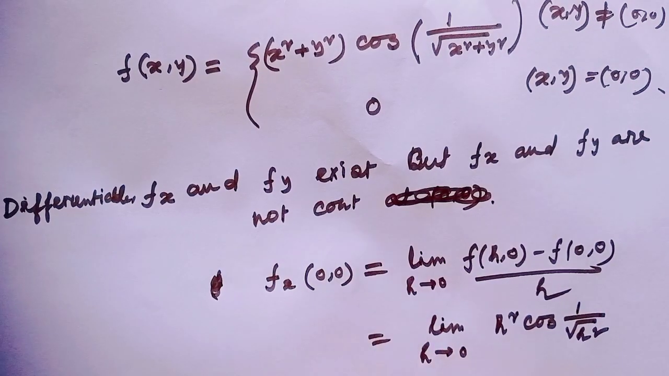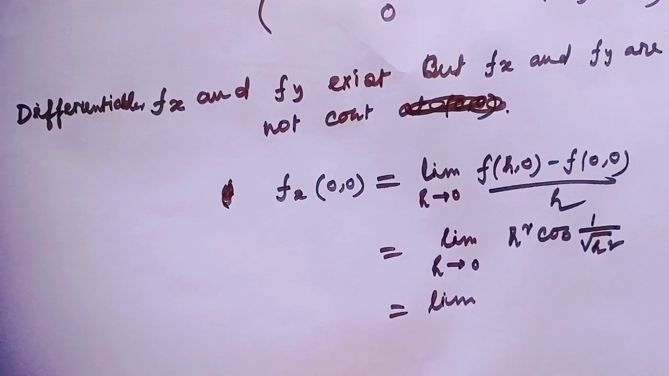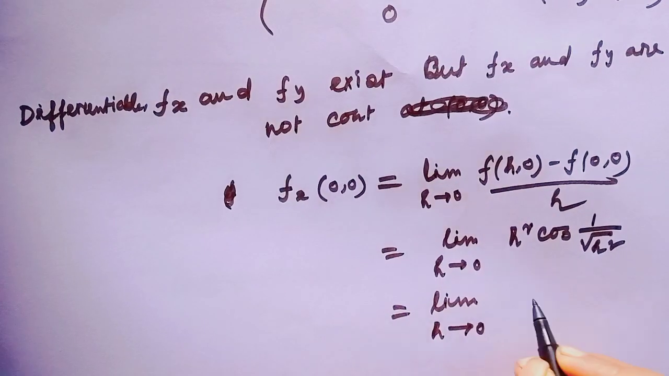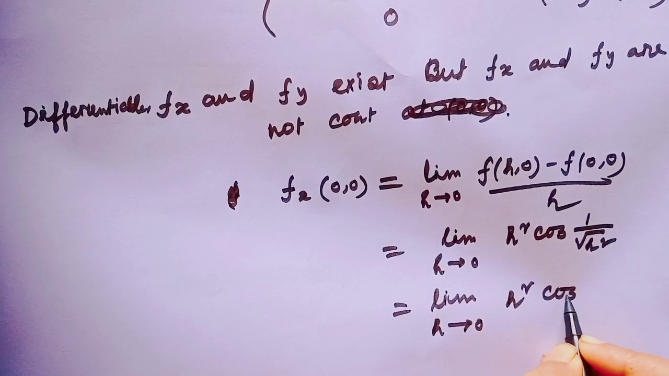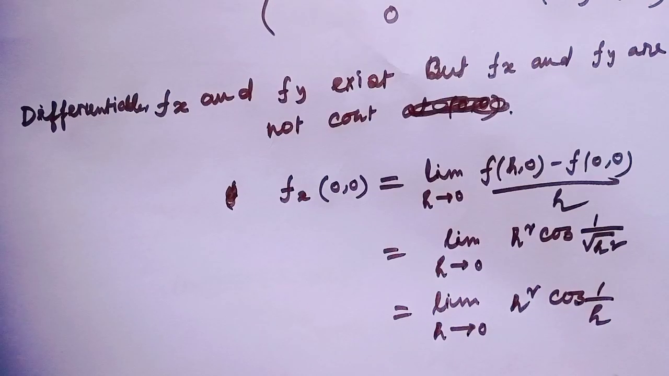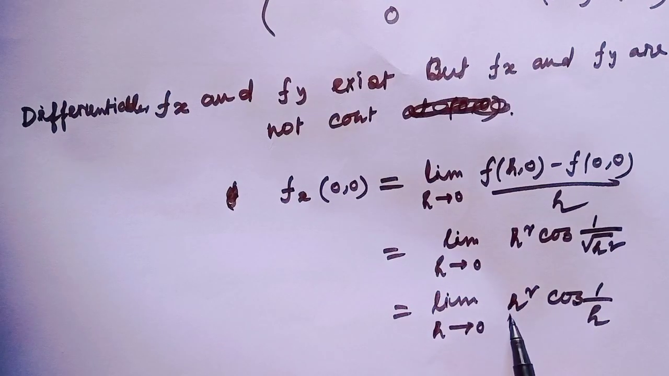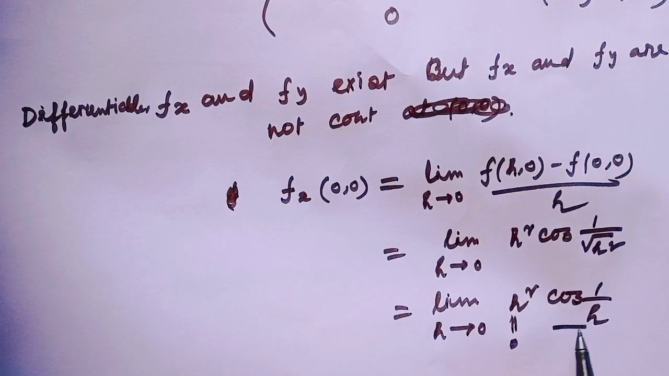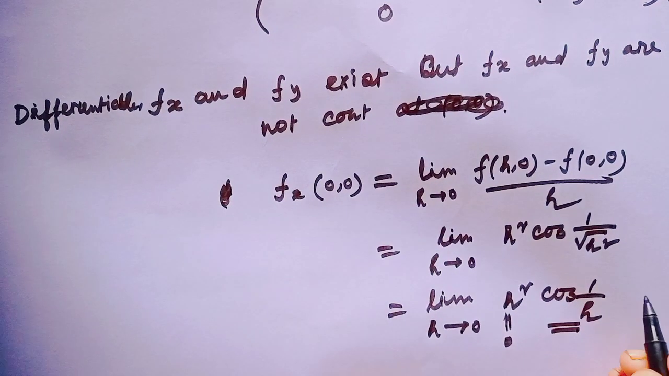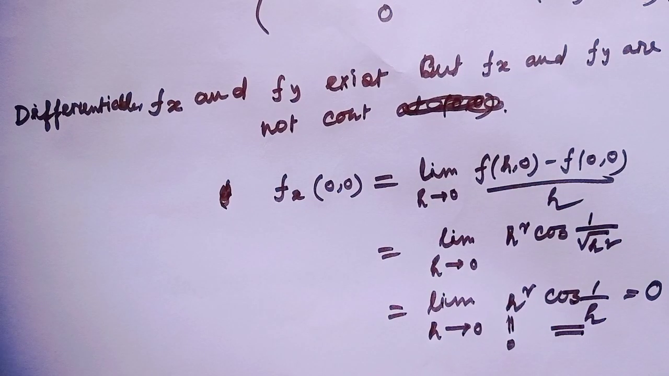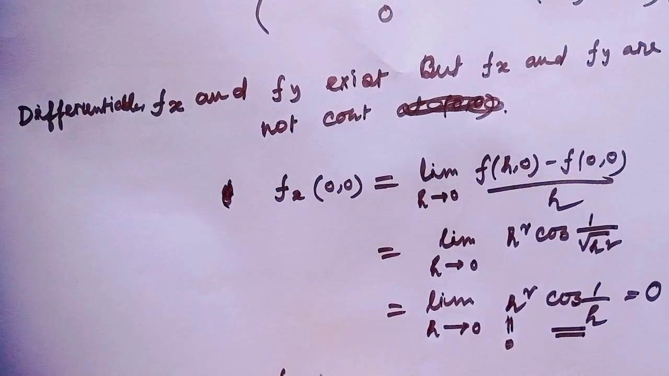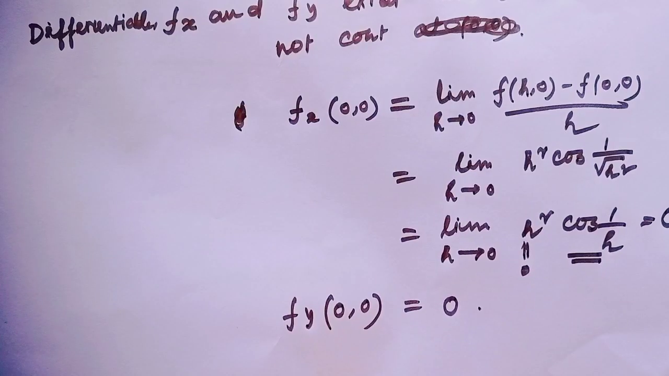and this would be the limit as h tends to 0 of h square cos 1 over h. And here notice this term always tends to 0, and this is the bounded function. So by limit property, all of us know this value would be always 0. Similarly, if you find the f_y at the point (0, 0), this value also would be 0.